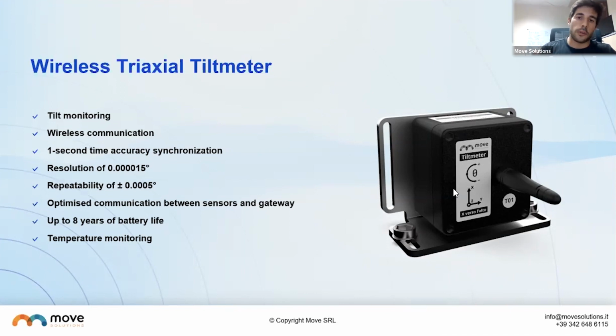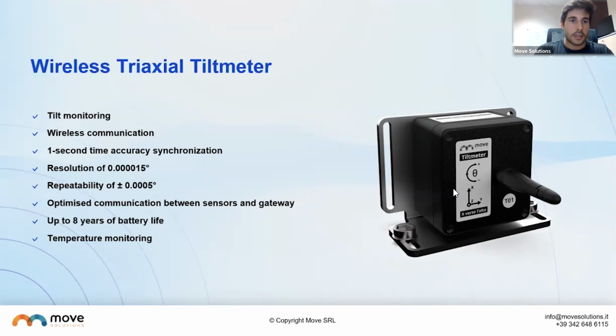There are a couple of features I want to talk to you about when it comes to the upgrade, because now we also have synchronization, which I think is extremely interesting. It means that all of your tilt meters on your structure provide their sampling with 1 second of synchronization between each other. At the same time, the communication between the sensor and the gateway is optimized by using a 16 channels module.